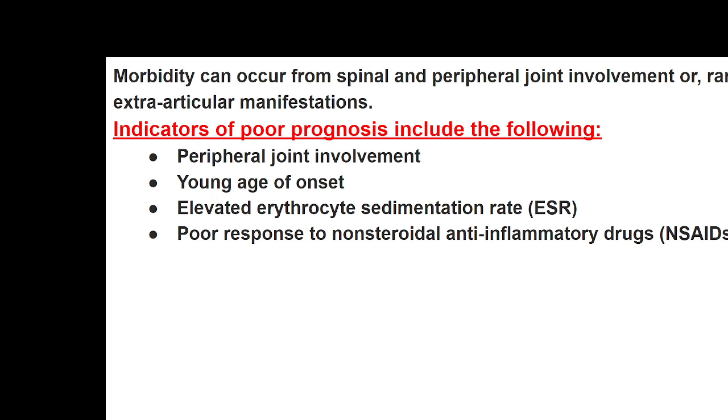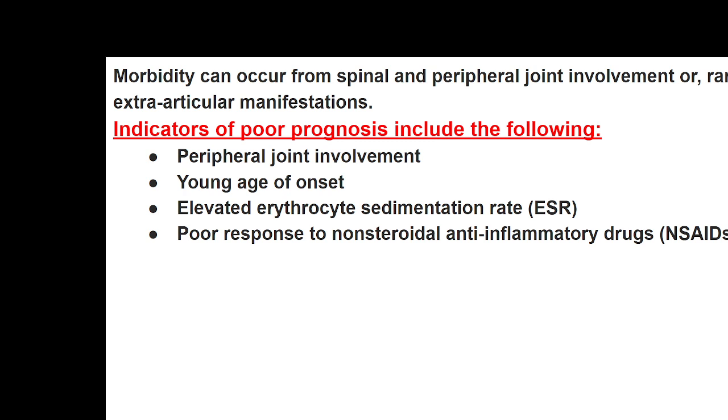Morbidity in patients of ankylosing spondylitis is mainly due to involvement of the spinal or peripheral joints, or rarely due to extra-articular manifestations like cardiac or pulmonary involvement. A poor prognosis in all cases of ankylosing spondylitis, once you have made the diagnosis, can be predicted, and particularly poor prognosis is predicted based upon, one, peripheral joint involvement. The patients who have only involvement of the vertebral joints have comparatively better prognosis, whereas if there is peripheral joint involvement, the prognosis is poor.